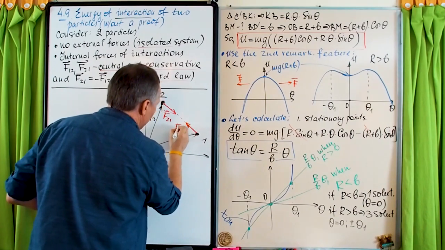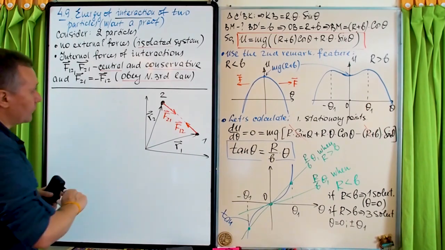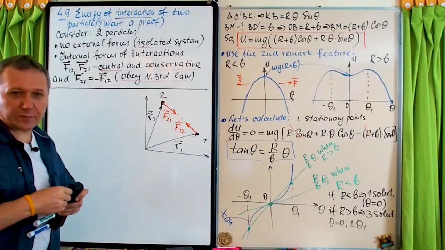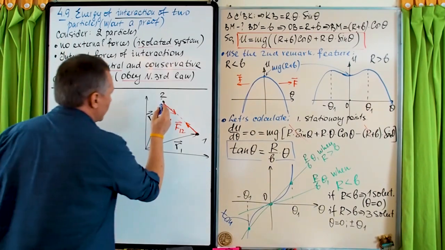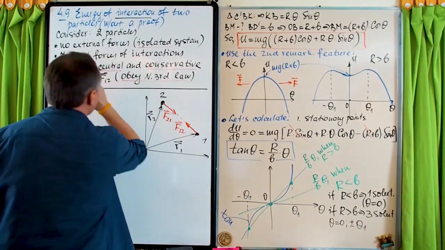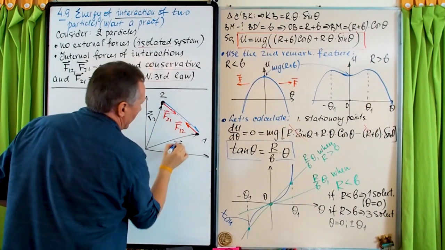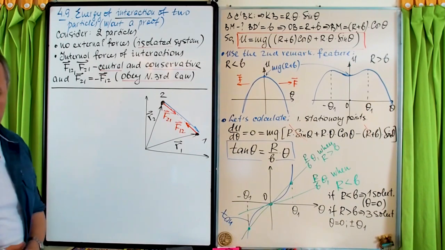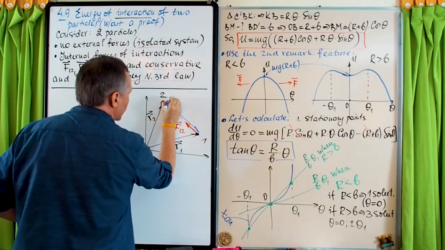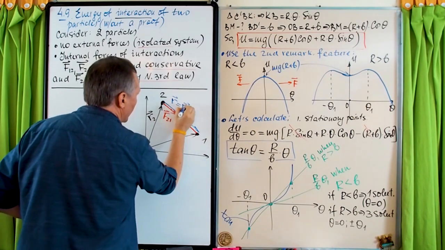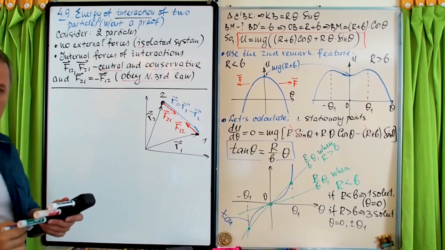So, and this will be F12, right? And of course, we can also introduce the relative position vector. Right now I will need it, but in the next section we will need it a lot. So we can introduce the relative position vector R1 minus R2. Right? So the relative position vector R is R1 minus R2. Okay, so that's what we need.